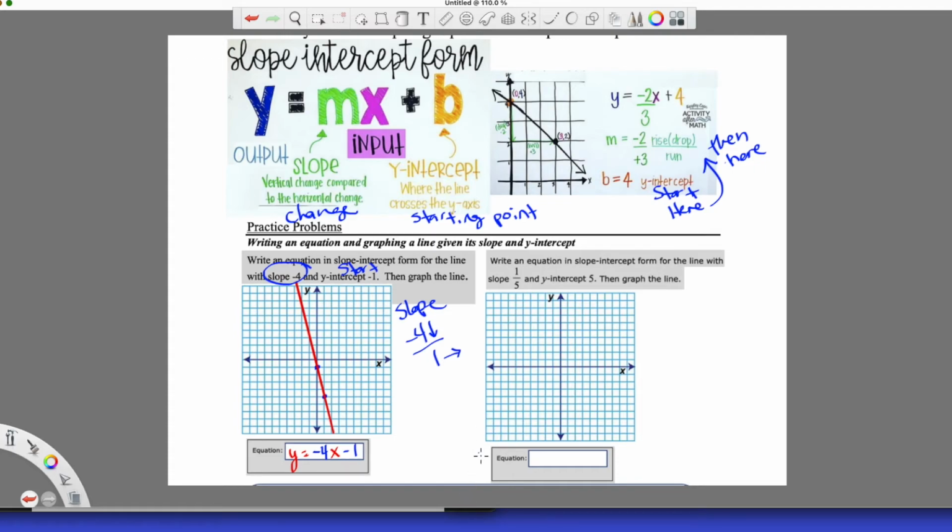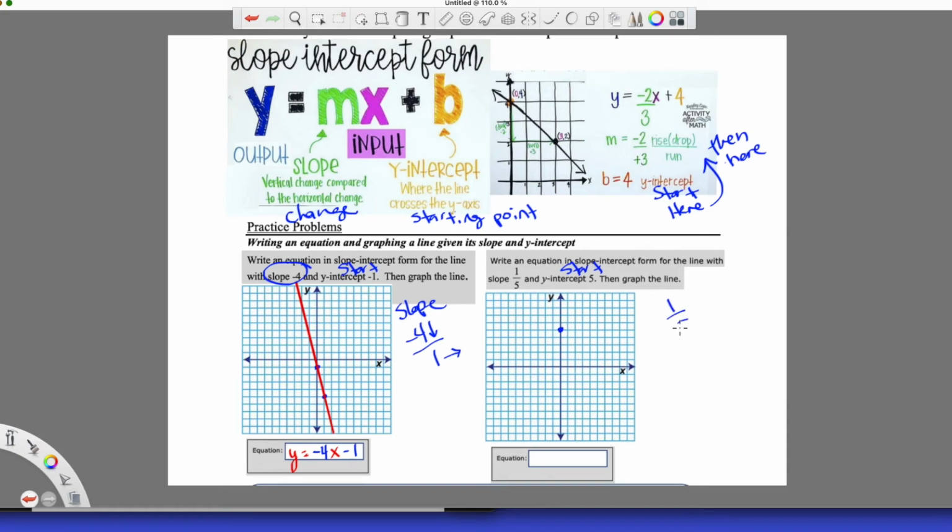All right, so let's go ahead and look at the next one here. So I'm going to stay on blue here for a moment. All right, so we have a slope and we have a y-intercept. So same exact idea. I'm going to start here. So start at my y-intercept. So I'm going to go to the center and I'm going to go up 5 because it's +5. 1, 2, 3, 4, 5. So there's my y-intercept. And then my slope.